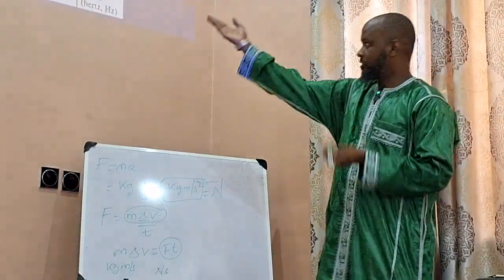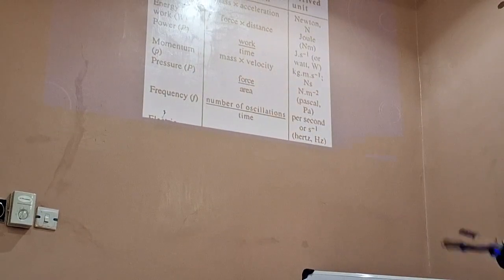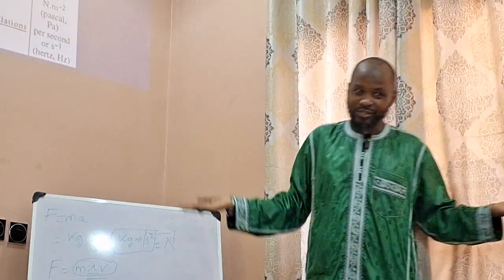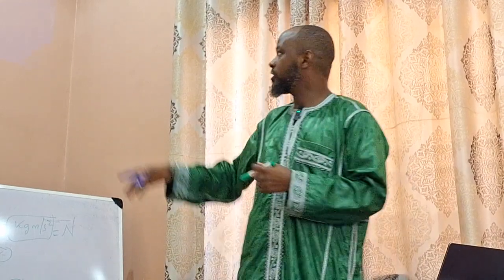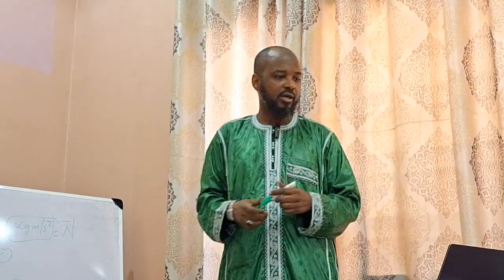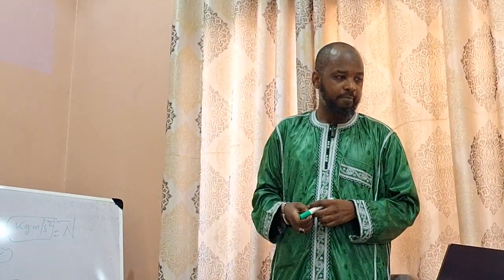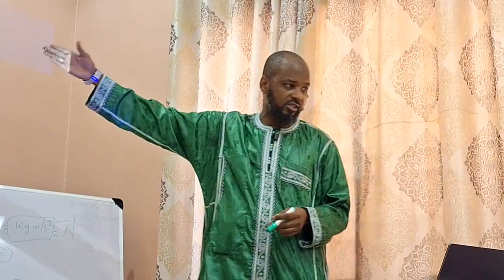Okay, you have frequency f, the number of oscillations per second. The number of oscillations is unitless, isn't it? It's just a number without any unit. So you have it per second, but hertz is used to represent frequency, which is a special unit. But it is a derived quantity, number of oscillations per second.